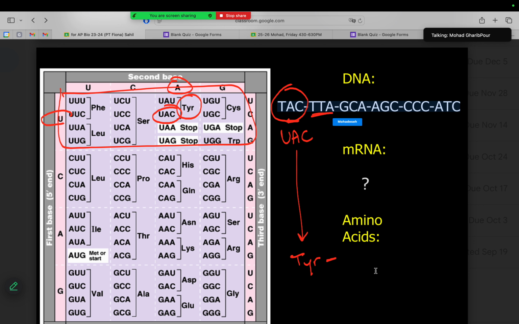Second one, by the way, if this is the coding strand. If it's the template strand, you have to do the conversion first. And here, UUA. So UUA is leucine. Next one is leucine, and so forth.